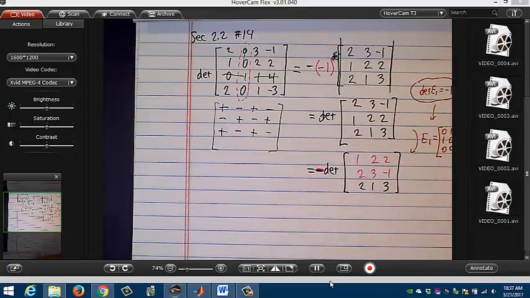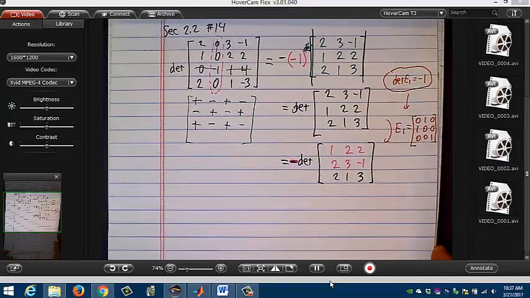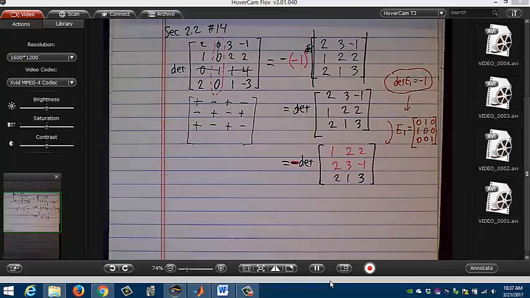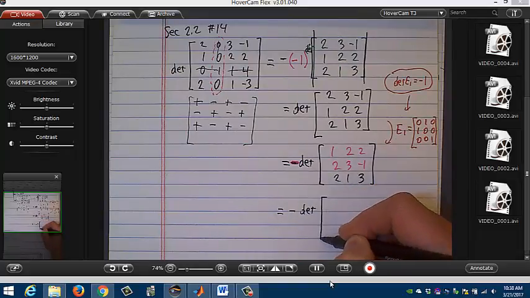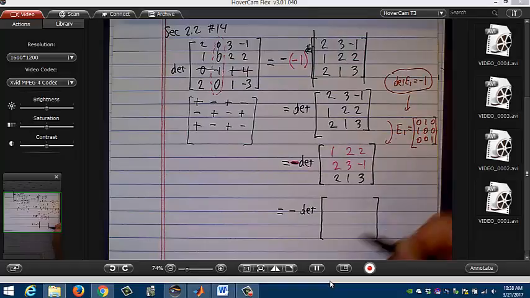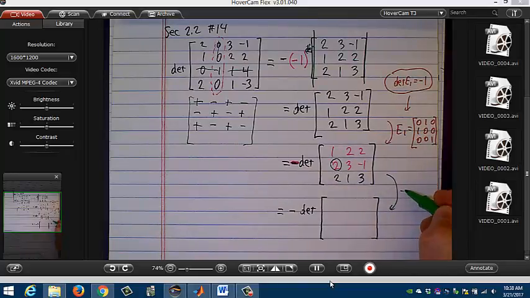Now the next thing is, when you apply row operation 3 to a matrix, you don't change the determinant at all. So watch what I'm going to do next. I'm going to write that this equals negative determinant of what? Well, what I want to do, guys, is I want to turn this into a 0. How would I do that? I guess I would do -2 times row 1 plus row 2 is the new row 2.